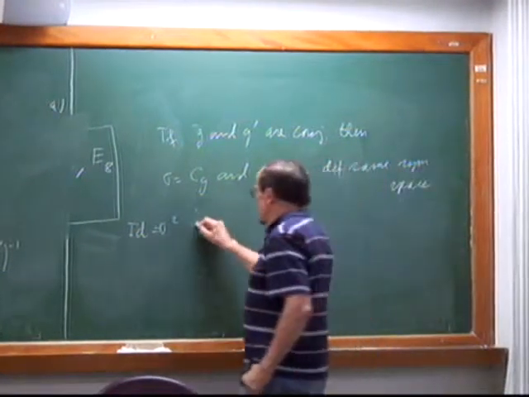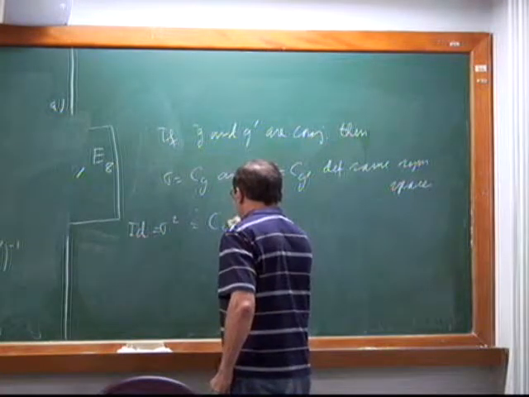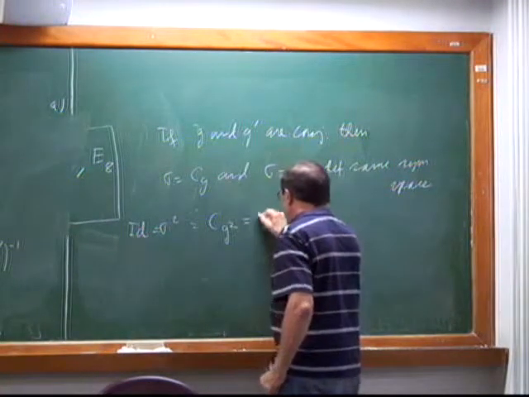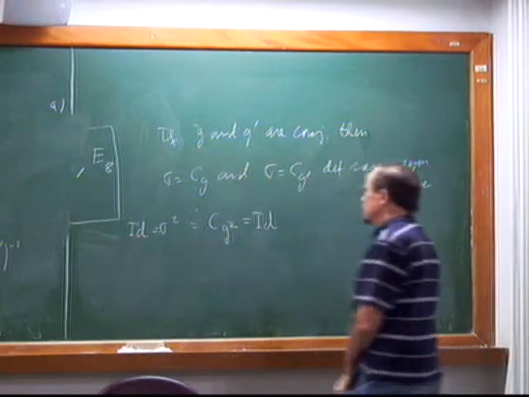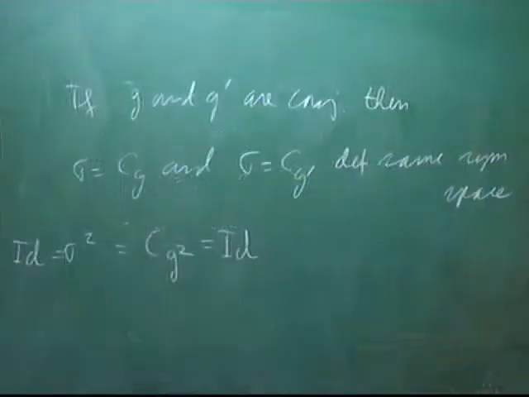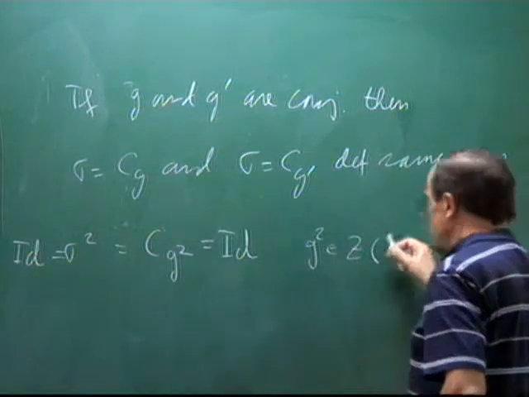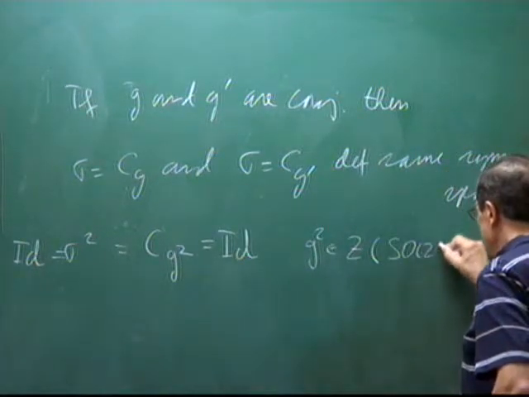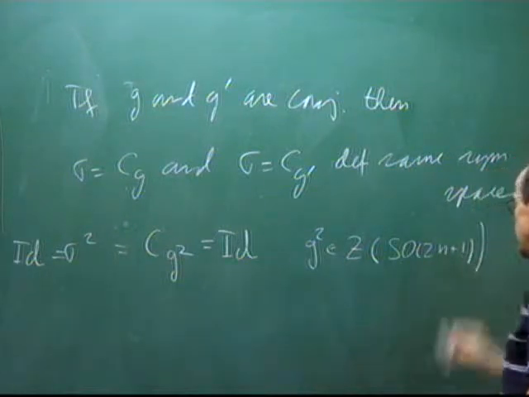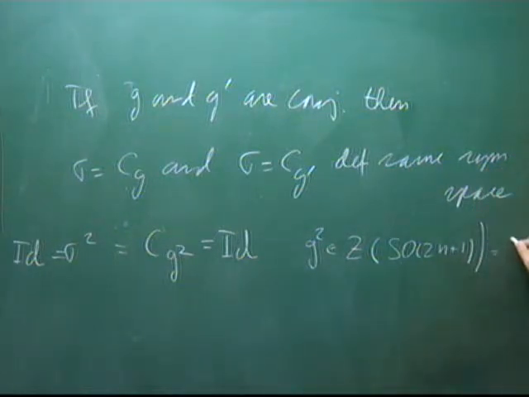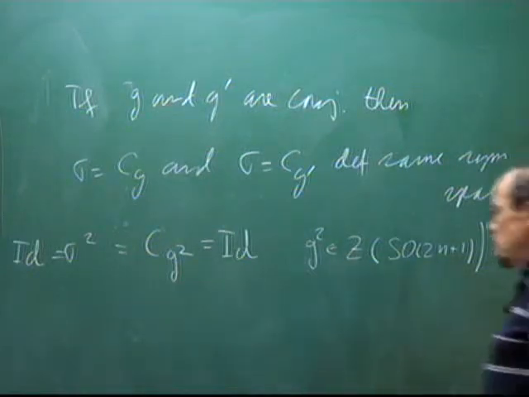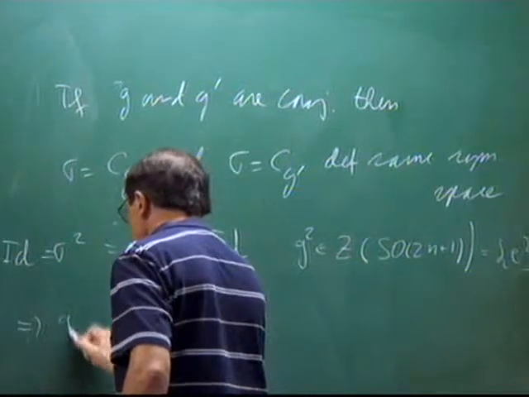So what is it? This is conjugation by G squared. This must be the identity. What does that mean? G squared lies in the center. And we're doing the odd case, so the center of SO(2n+1). But that's trivial. In the odd case there's no center, which means G squared must be the identity.